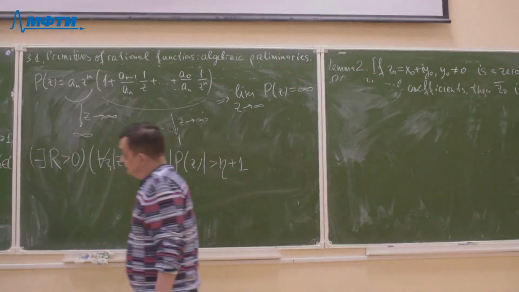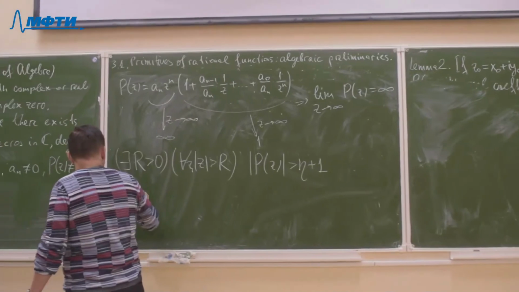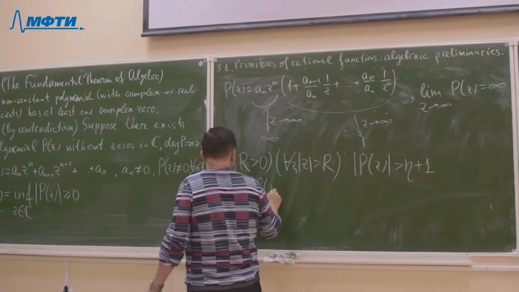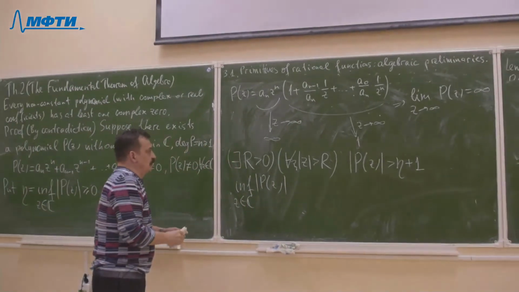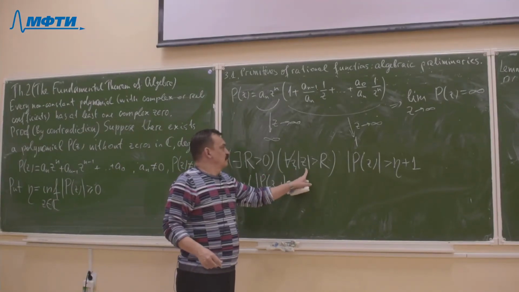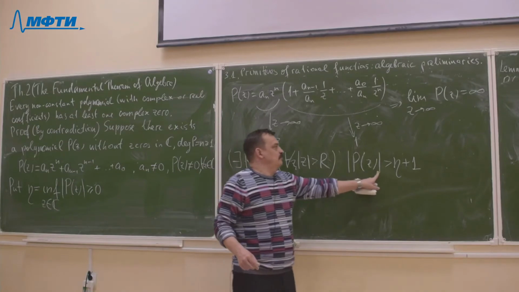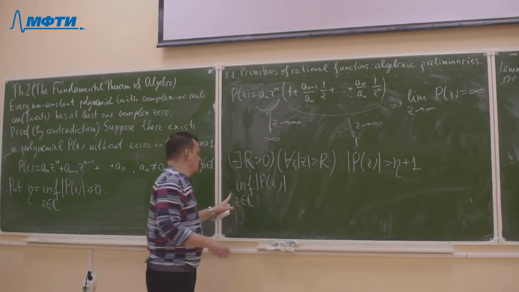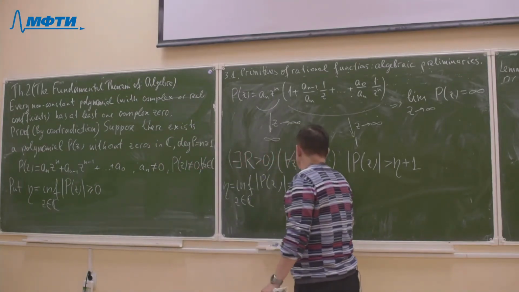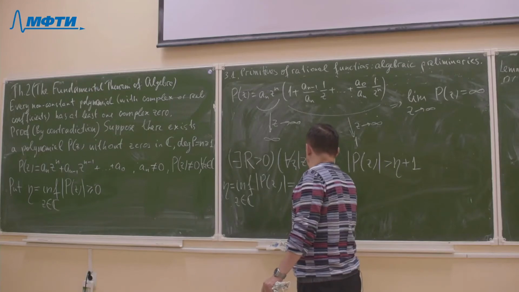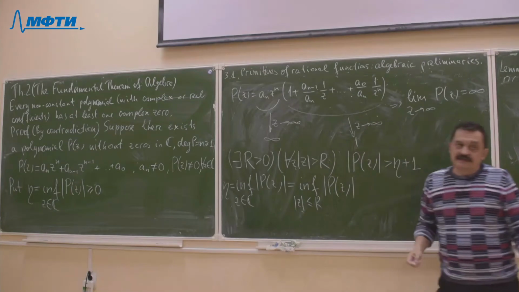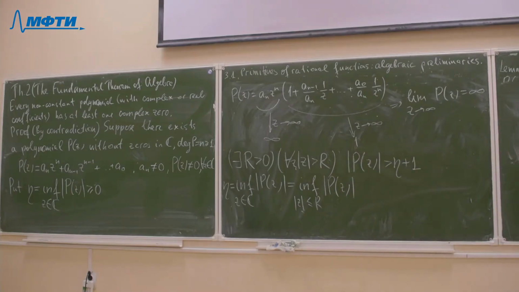Now, look, what can I say about the infimum of modulus p of z over all complex z? If modulus z is greater than r, then modulus p of z is greater than eta plus 1, right? So it means this infimum coincides with the infimum of modulus p of z for z in modulus less or equal than r.